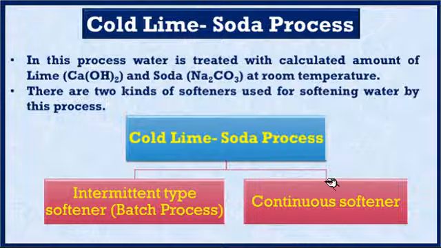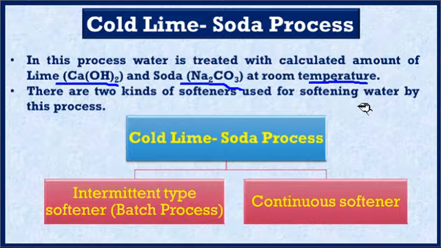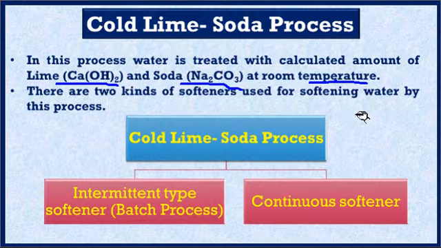Now let us begin with the cold lime soda process. In this process, water is treated with a calculated amount of lime, that is calcium hydroxide, and soda, that is sodium carbonate, at the room temperature. So in this process, reactions are carried out at the room temperature.